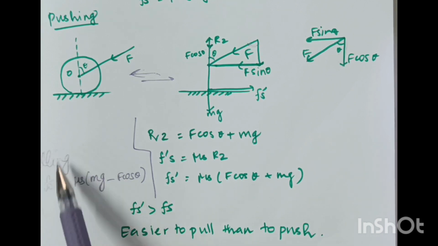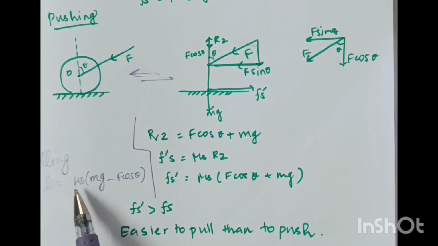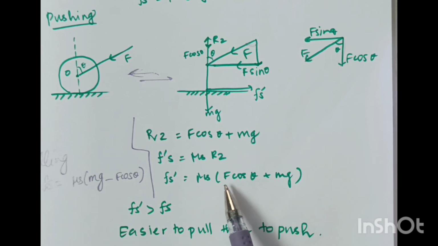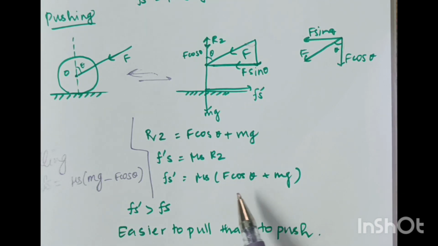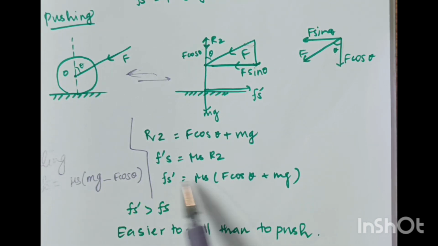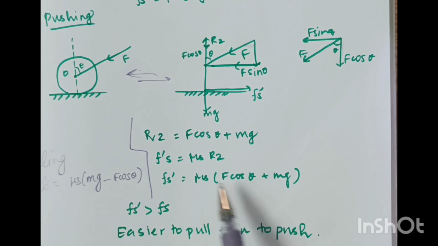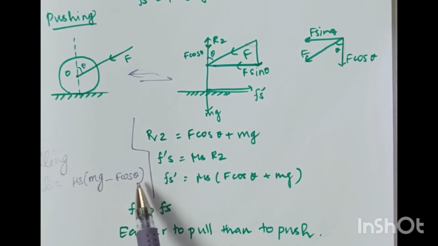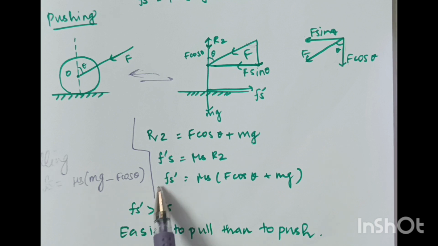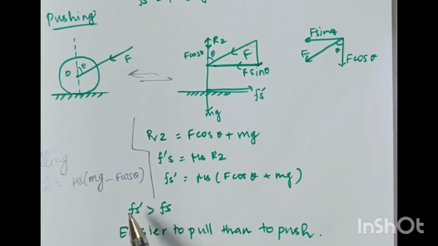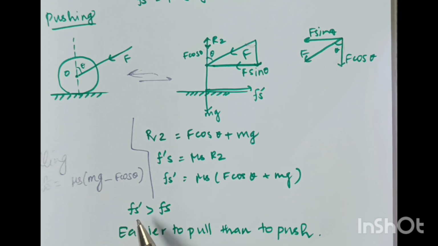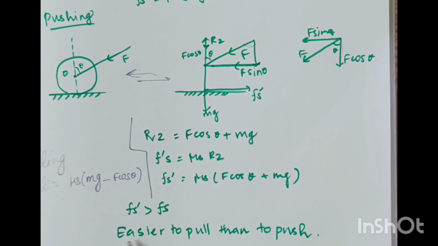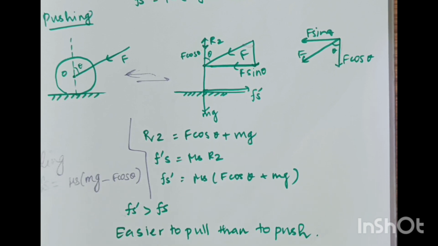In case of pulling, the value of the static frictional force is mu s into (mg minus F cos theta). But here it is F cos theta plus mg. So what does it say? It definitely says Fs dash is greater than Fs. Here we are adding these two terms, but there we are subtracting some quantity, so definitely that value should be lesser. So if Fs dash is greater than Fs, that means the frictional force in case of pushing is larger than in case of pulling. So I can say it is easier to pull an object than to push the object.